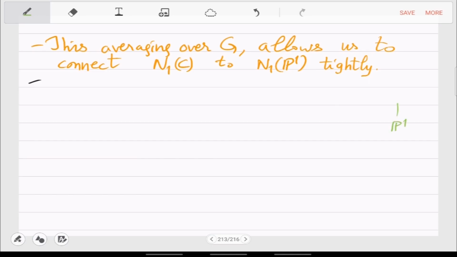So, the picture is the following. You have P1 covered by C covered by C prime, and this is Galois, and this also is Galois. So, what we will do is we will prove the Riemann hypothesis for Galois extension first.